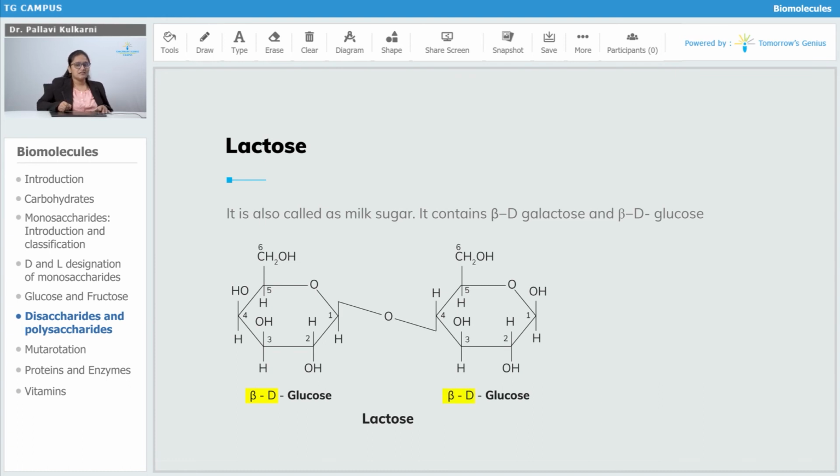Let us see the structure in which I am highlighting the glycosidic bond. You can see in beta D galactose, carbon number 1, the anomeric carbon, is involved in the glycosidic linkage. In the second unit, glucose, carbon number 4 is involved in the glycosidic linkage. That means the anomeric carbon, carbon number 1 of the glucose unit, is totally free. That is the reason lactose is also called a reducing sugar.